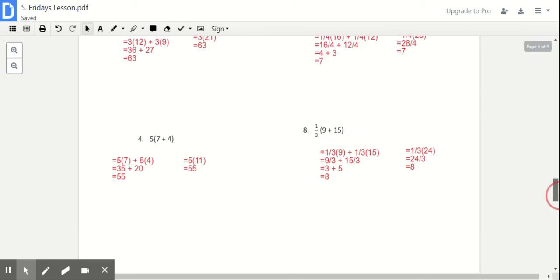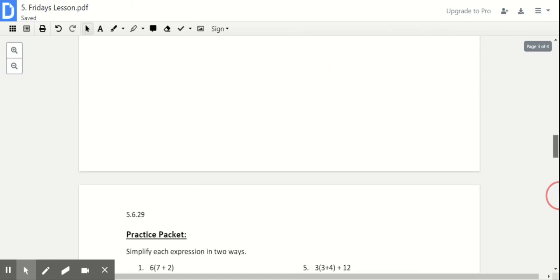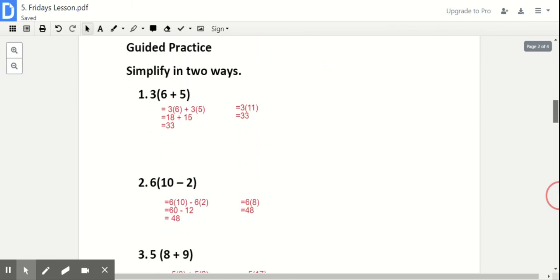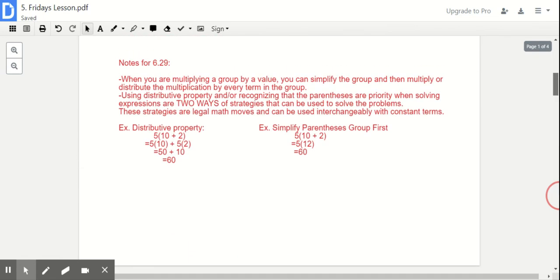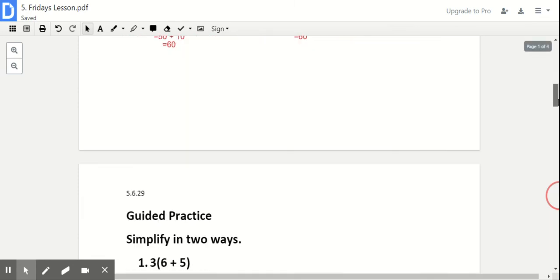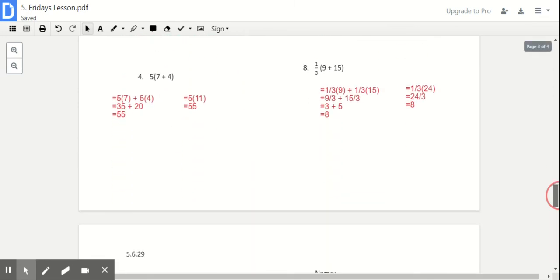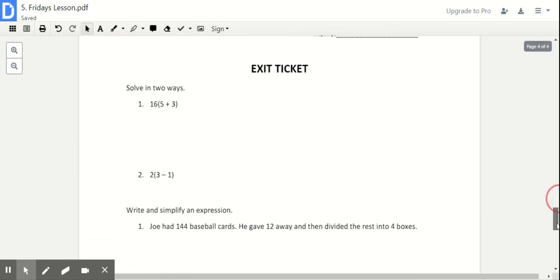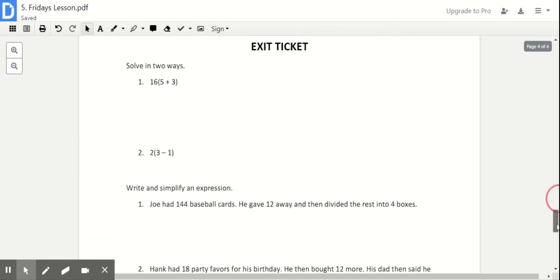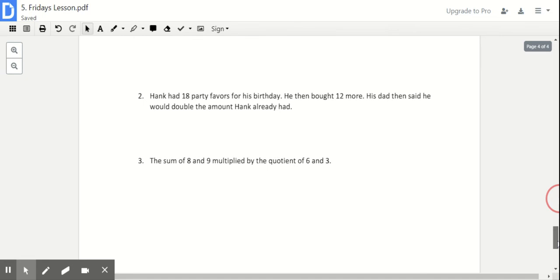All right. So make sure you guys are doing these both ways. You should be using the guided practice for what we just did. You should be using your notes to help you solve both ways, which is distributive property or simplifying the parentheses group first, and then making sure clearly this is getting us to the same answer. So this is also why we're doing it both ways, because this is also helping you check your work too. The exit ticket is telling you to solve in two ways. So make sure you're doing that.